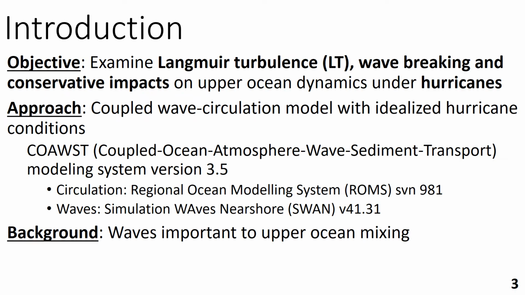So the main objective of my research was to quantify several different wave effects, namely Langmuir turbulence, wave breaking, and the conservative Stokes drift impact on upper ocean dynamics during idealized hurricane conditions. To do this, I used the coupled wave circulation model COAWST, where the circulation model component is ROMS and the wave model component is SWAN. The main background is that waves are important to ocean mixing. This is what I'm looking to explore.